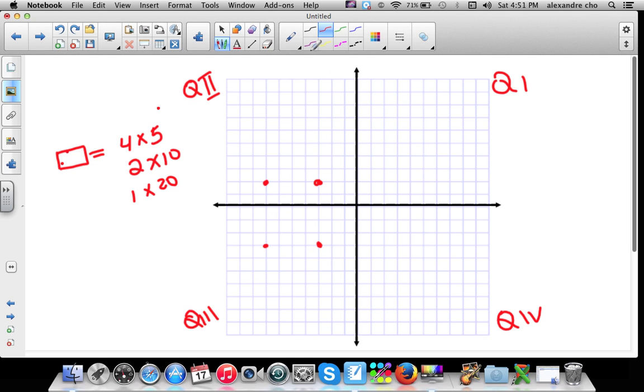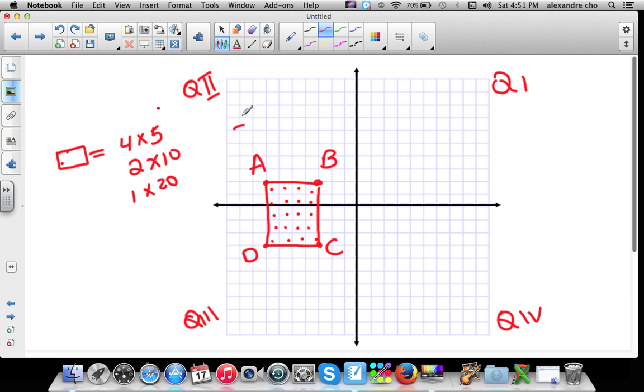Okay, and we have 20 units inside, so let's just close our rectangle. You want to label this? It's going to be A, it's going to be B, it's going to be C, and it's going to be D. Do we have 20? Let's see, 1, 2, 3, 4, 5, 6, 7, 8, 9, 10, 11, 12, 13, 14, 15, 16, 17, 18, 19, 20.